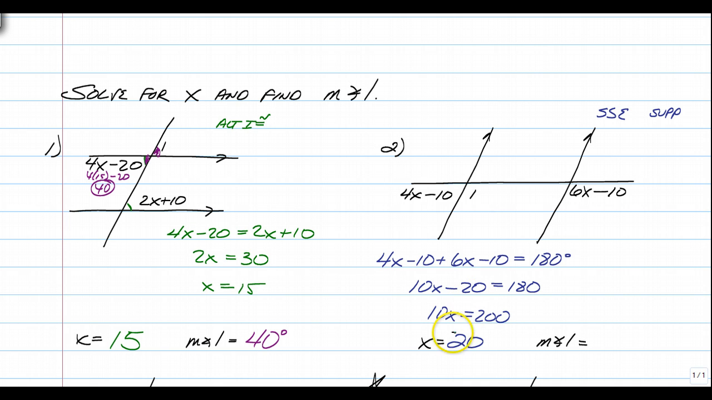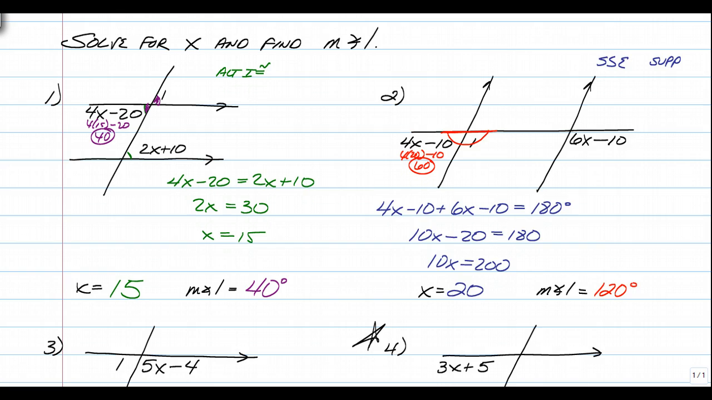Again, you take the value of x and substitute it into this expression right here. 4 times 20 is 80, minus 10. This angle is 60 degrees. Now, if you look at this, these are not vertical angles. These two angles are a linear pair. So if this is 60, then angle 1 has to be 120 degrees.